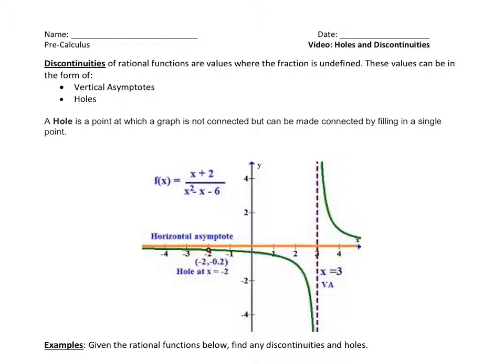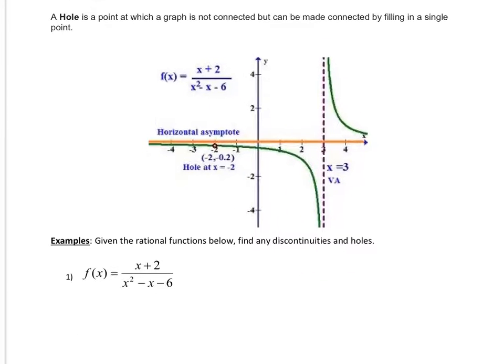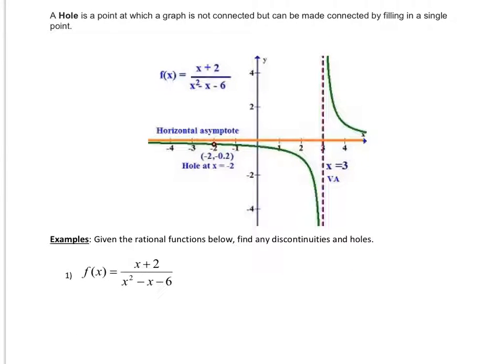Now let's show how we get this hole algebraically. So let's look at this example. It says, given the rational function x plus 2 over x squared minus x minus 6, same example here, I want to find these two discontinuities, the hole and the vertical asymptote. So we've graphed rational functions before that don't have any common factors, but now we're going to.